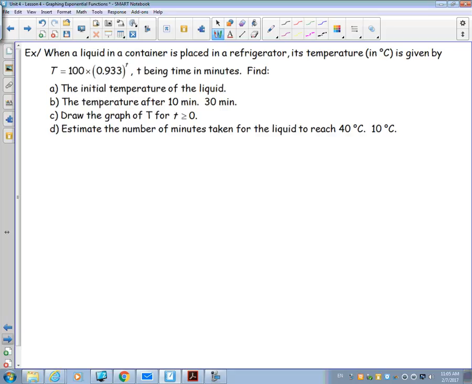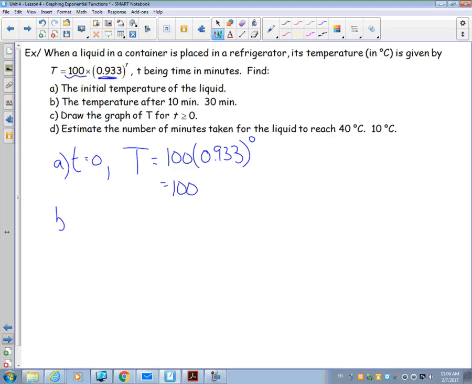When a liquid in a container is placed in a refrigerator, its temperature is given by this equation. Okay, find the initial temperature of the liquid. So when no time has gone by, when T is 0, what is our temperature? We get 100 times 0.933 to the power of 0 or just 100. I hope you've noticed by now that the number out front is usually your initial value. The part inside is how things are changing.